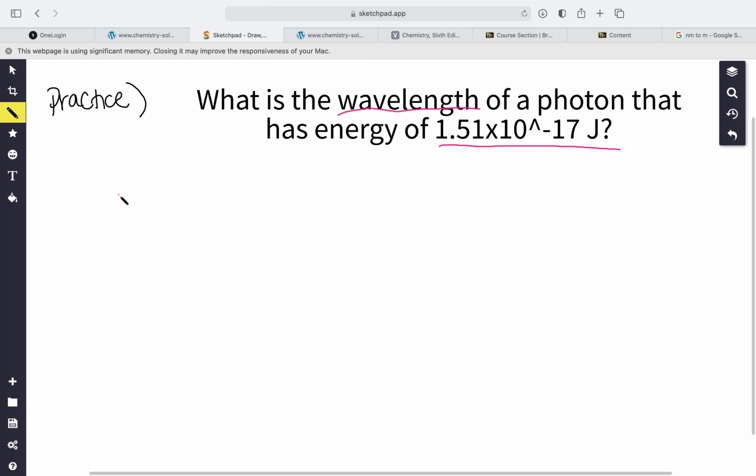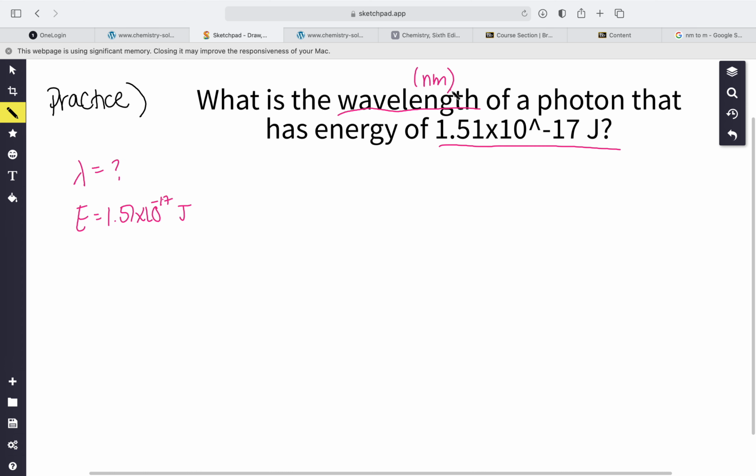All right, so this is the one that I want to do. It's asking what is the wavelength? So I'm going to actually just write that. We want wavelength again, and we are given the energy, which is equal to 1.51 times 10 to the negative 17 joules. Okay, so this problem is going to have multiple steps. I'm going to write the wavelength in nanometers just to give us that little extra step in there.